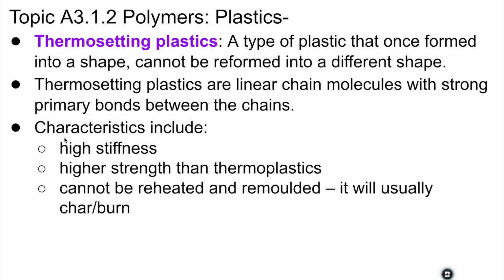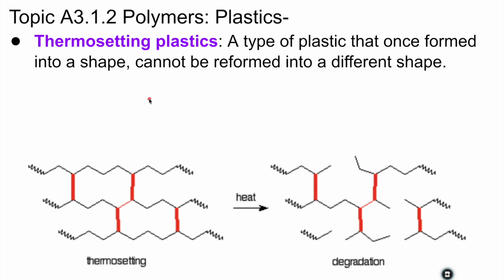So this is a type of plastic that once you form it into shape, you can't be reformed into a different shape, or not easily. Thermosetting plastics have linear chain molecules with strong primary bonds between the chains, and I'll show you that in a second. And they generally have high stiffness. They have higher strength than thermoplastics, but you can't reheat and remold them. They will usually just char and burn. So you can see here with thermosetting plastic, we've got these bonds between the chains, and that makes them difficult to reheat. If you reheat them, they just degrade and break apart like this.